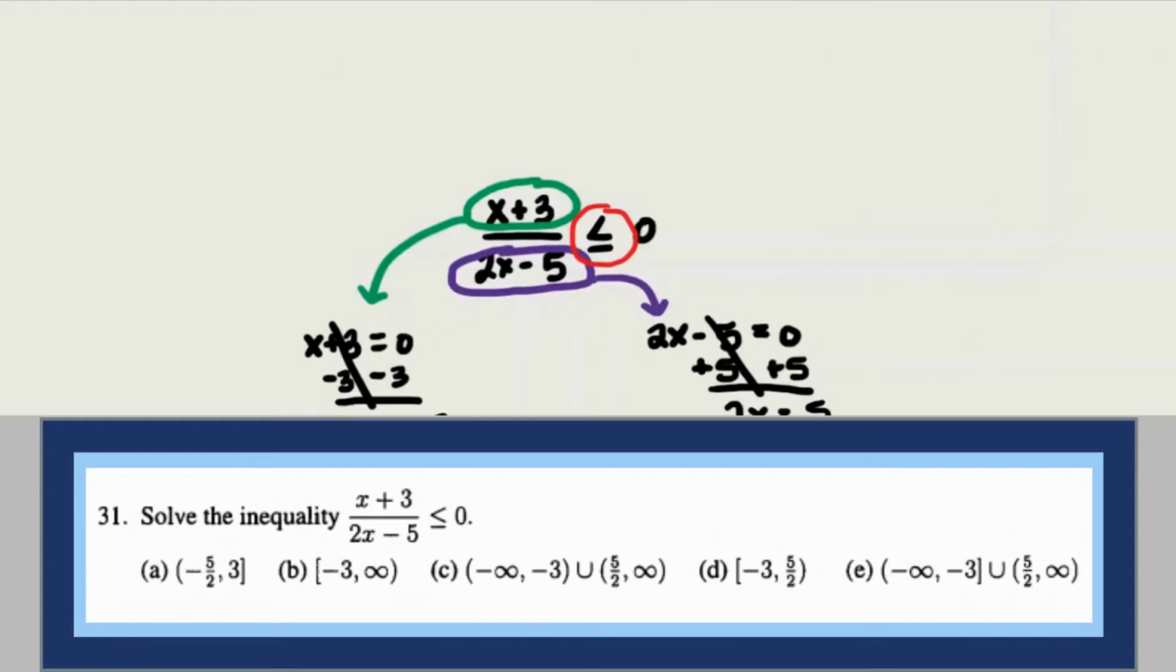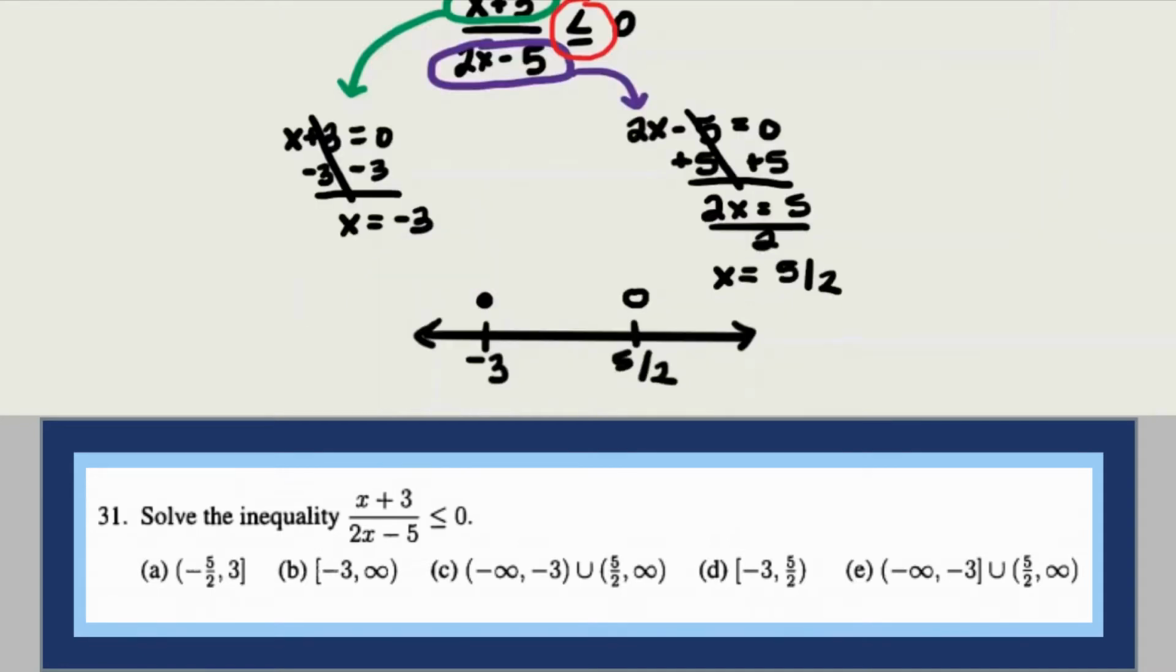Next thing I want you to notice is that this whole inequality is less than or equal to 0. This indicates that we want to find what values are going to be negative, or less than 0. So with our number line, we're going to find a value less than negative 3, between negative 3 and 5 halves, and greater than 5 halves. We're going to see which of those values that we plug in gives us a negative value. The first value I'm going to test, I'll call it f, we'll say f of negative 4.